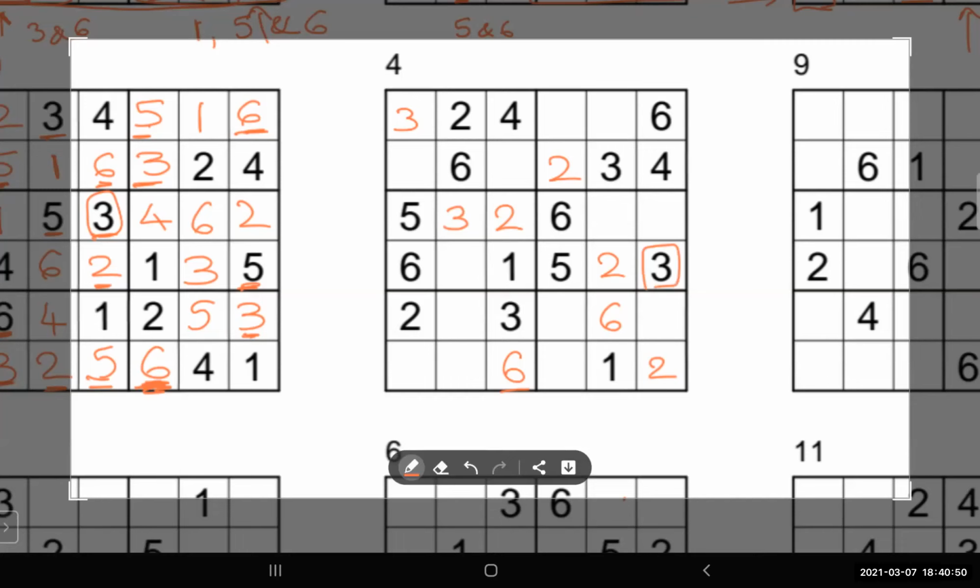We are left with 3 only in one grid now. 6th grid. Yes, sir. Left side of 1 and 2, sir. 3. Very good. Because you have a 3 here. You can't get 3 anywhere here or here. Yes. Good.